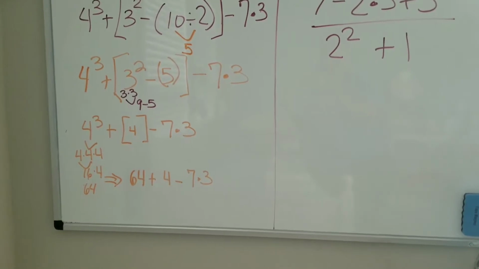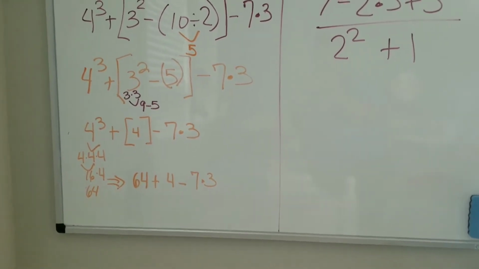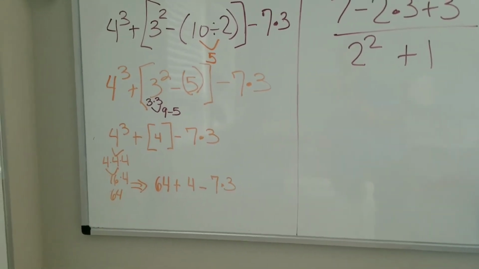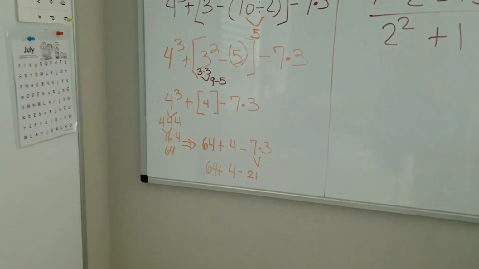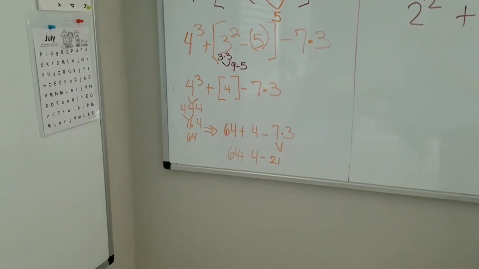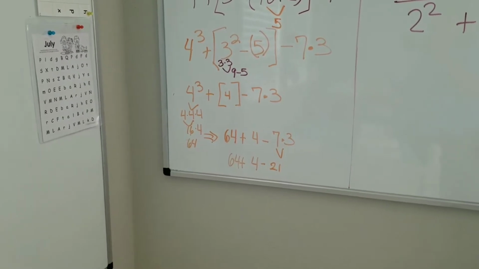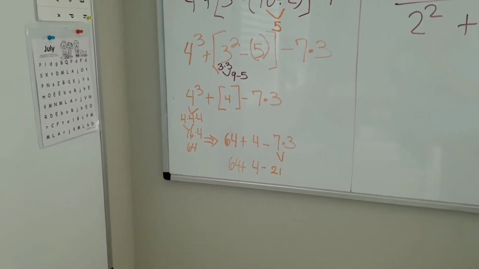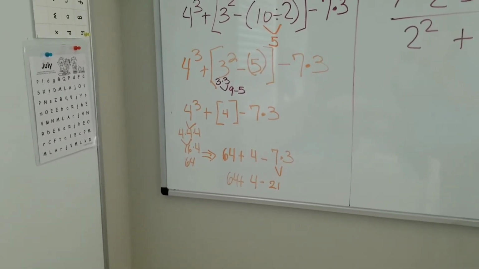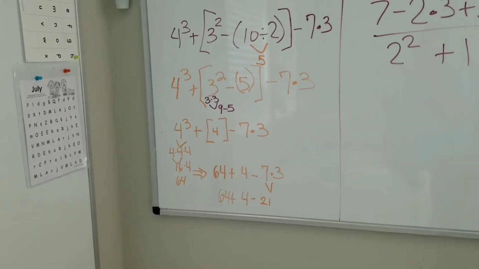And then what are we going to do? Bring all our numbers down to rewrite our problem. Let's do that. So now we have 64 plus 4 plus 21. So we have a mixture of addition and subtraction in this problem. But you said no, we don't? Yes, we do. Very good.